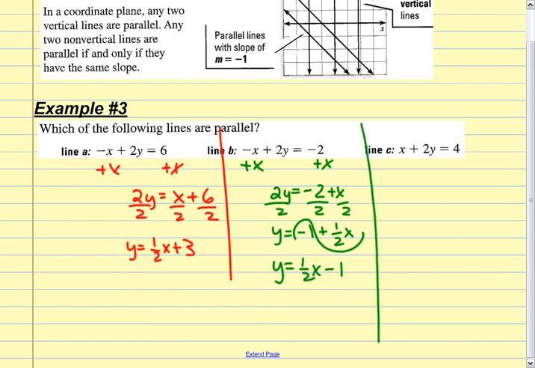Excellent. What can we tell right now? Those two lines are parallel. They have to be. This has a slope of 1/2. This has a slope of 1/2. They're parallel. Let's just find out what the slope of the other one is.